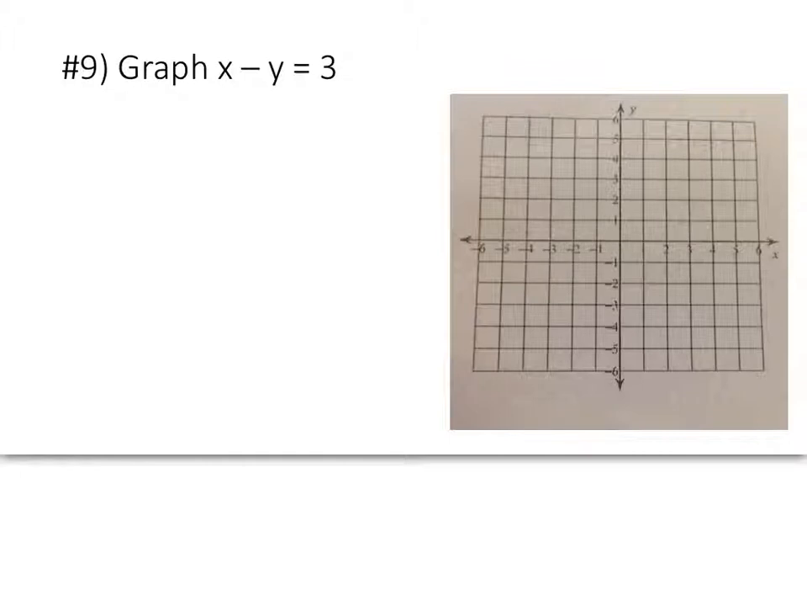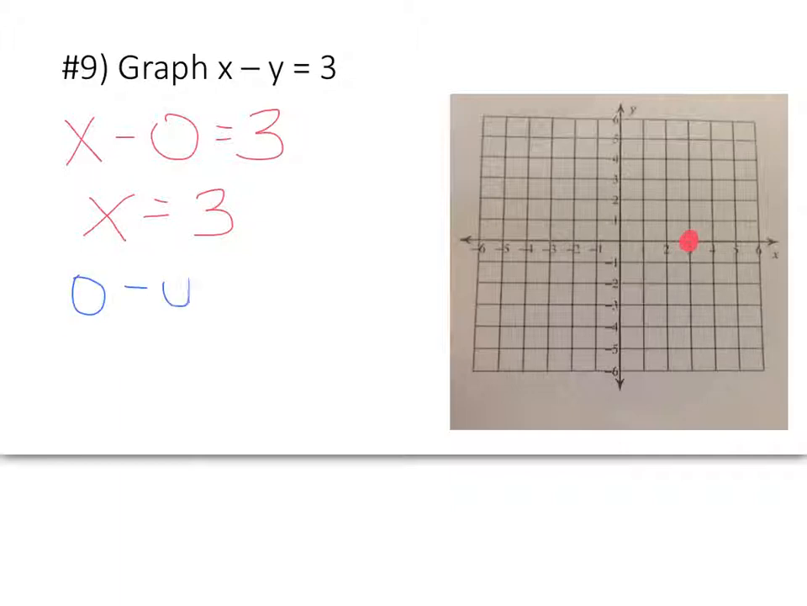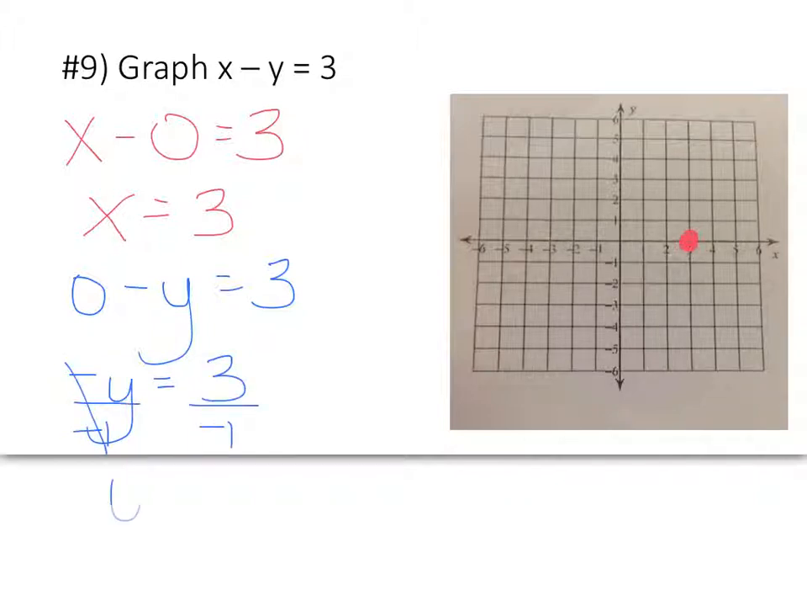Alright, same situation here. In order to find the x-intercept, I'm going to plug in 0 for y. So then I go to 3 and I put a point. In order to find your y-intercept, I plug in 0 for x. So I have negative y equals 3. So be careful, on this one you have to divide both sides by negative 1. So you get y equals negative 3. Go to negative 3, plot your point, connect your 2 points, and you're done.